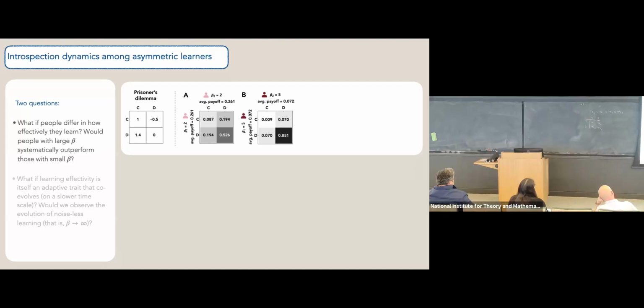Once they are more effective learners, once they are better at telling that D gives them a higher payoff, they will play more DD. And now another question for the audience. What happens if now one player has this high selection strength and the other player has this small selection strength? What do you think happens?